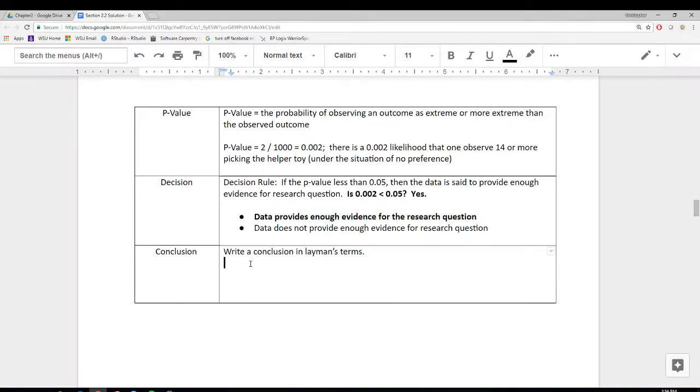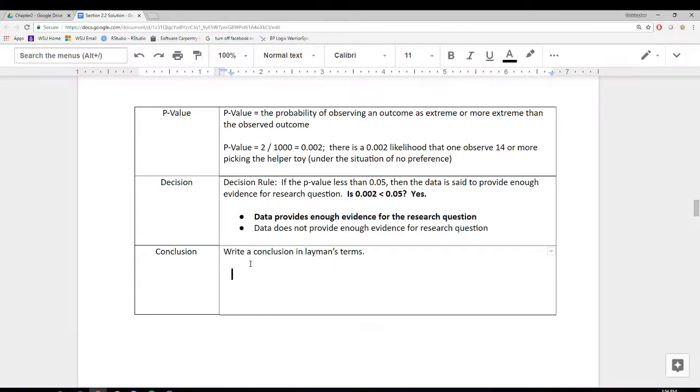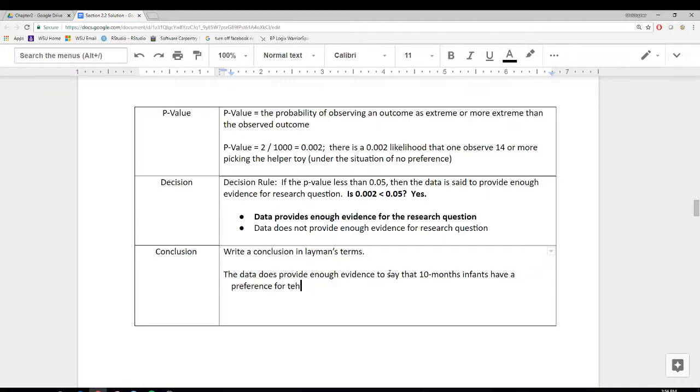All right, let's go ahead and write our conclusion again in layman's terms here. So we'll start with the decision. So the data does provide enough evidence. That's the first part. I need the research question next to say that 10-month-old infants have a preference for the helper toy. The p-value for that statement is quite small at 0.002.